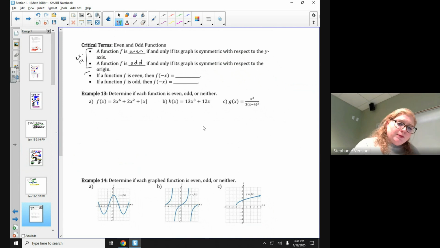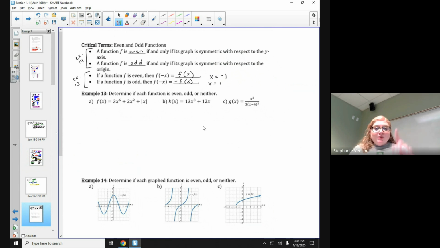Then we have the last two bullet points that have to do with example 13. And it says if a function f is even, then f of negative x is equal to f of x. And if a function f is odd, then f of negative x is equal to negative f of x. Okay, now let's talk about example 13 first, which is those last two bullet points. They're more formal definitions. I'm going to show you an easier way to figure out whether a given function is even or odd. And we're going to do it by plugging in x equals -1 and x equals 1.